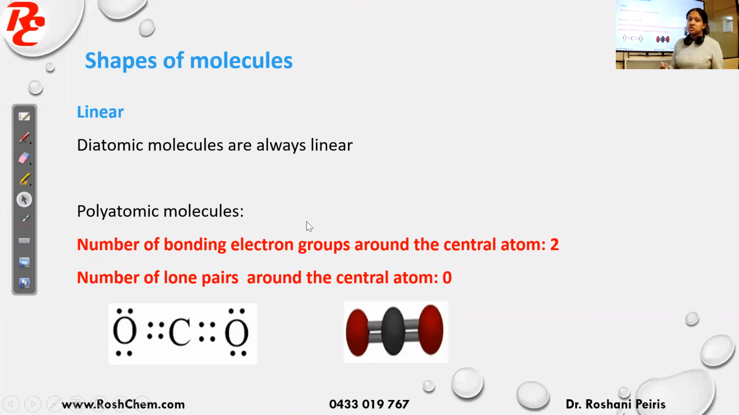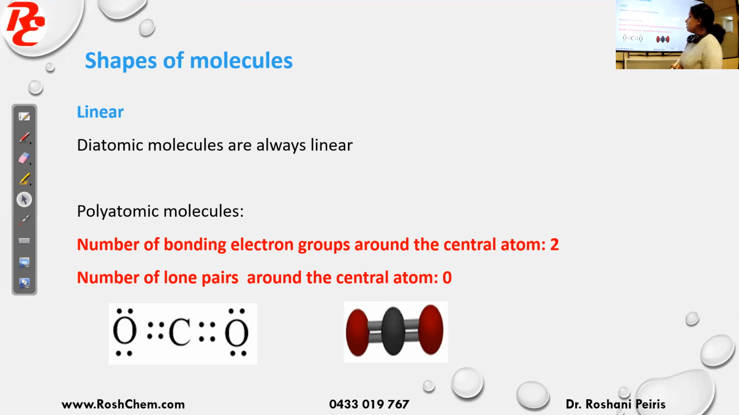Okay, now we will find the shapes of molecules. The first one is called linear. So remember, diatomic molecules are always linear. So molecules like H2, N2, Br2, they are always linear. When it comes to polyatomic molecules, to find the shape, there are several rules. So we will go through those rules to see which shape the molecules will be.